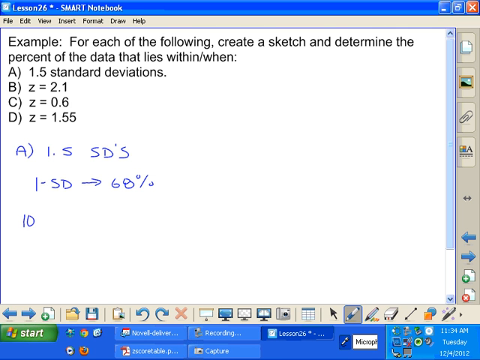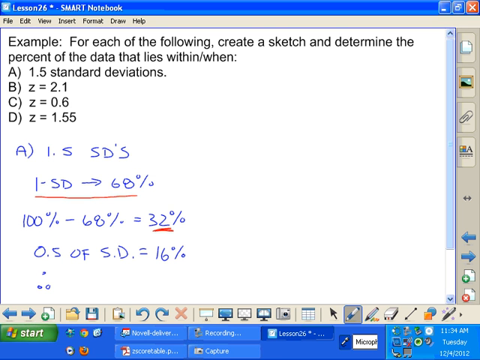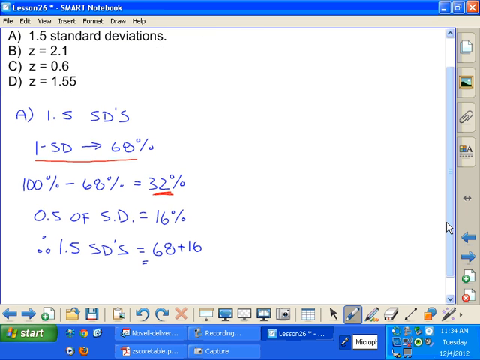So if I take 100% and I take away that 68%, it leaves me with 32% left over. And because it's 1.5, I know one standard deviation gives me 68. This is what's left. So 0.5 of a standard deviation is equal to 16%. Therefore, 1.5 standard deviations is equal to 68 plus 16, so 84%.